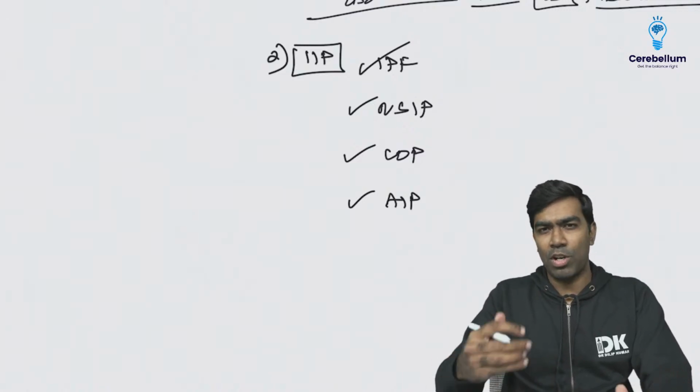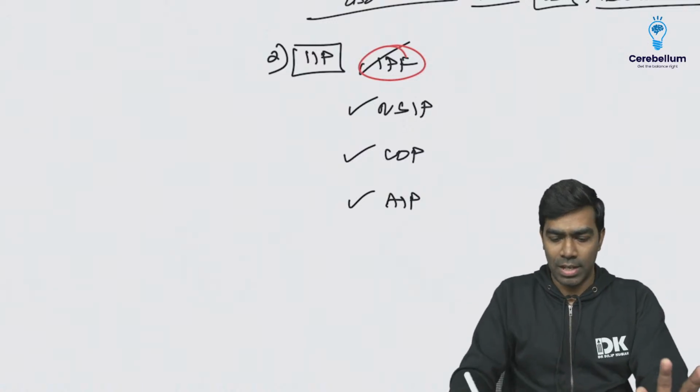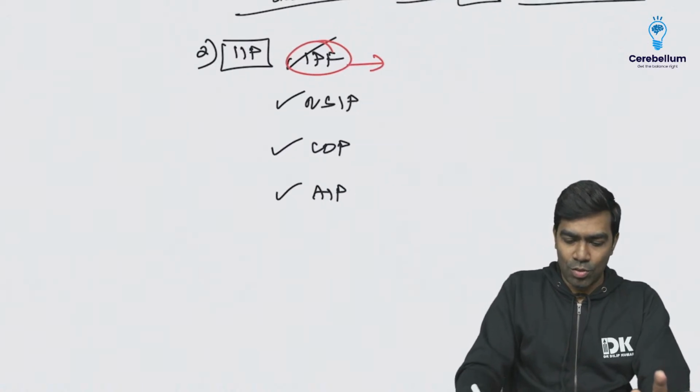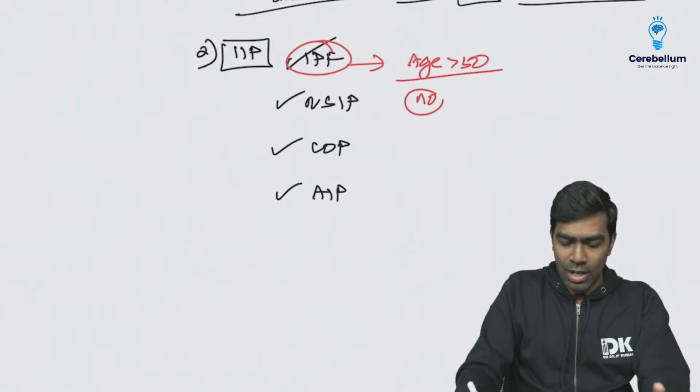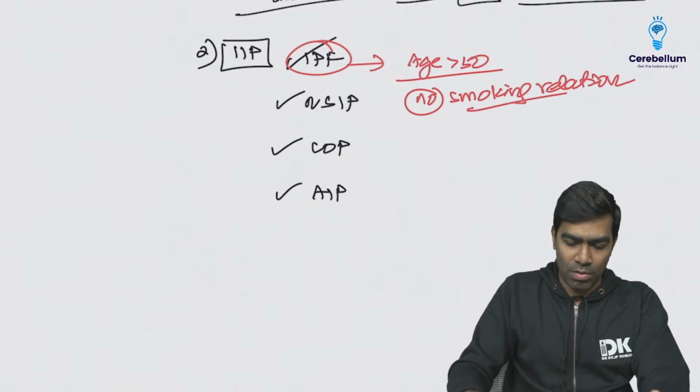In that, I'm not going to discuss each and everything. IPF alone is extremely important for exams. Idiopathic pulmonary fibrosis. So what will be the picture? Age will be more than 50. There is no current known association with smoking. Patient may or may not be a smoker, but it's not important for us.